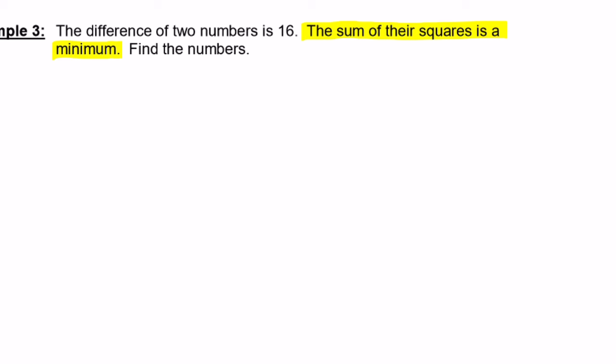So first sentence, just remember difference means subtract. So I know I'm subtracting two numbers to get 16, and then I want the sum of the squares of those two numbers to be a minimum. And we need to find the minimum. So first thing is the let statement. I'm going to let the two numbers be x and y. If you want to use m and n or a and b, it doesn't matter, but I'm just going to use x and y.